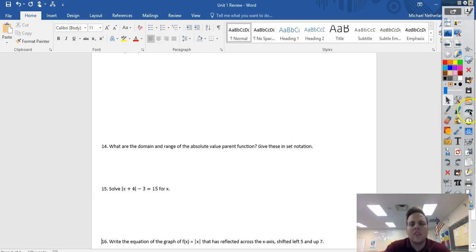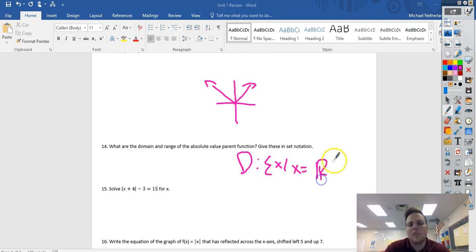What are the domain and range of the absolute value parent function? Now you need to remember that the absolute value parent function looks like this. Okay? And so the domain is just all real numbers, but it wants it in set notation. So to write that in set notation, you'd write domain: bracket x such that x equals all real numbers. Okay? The range, well, what's your lowest y value happening right now? Well, the lowest y value you see happening is 0. So we just say y is greater than or equal to 0.